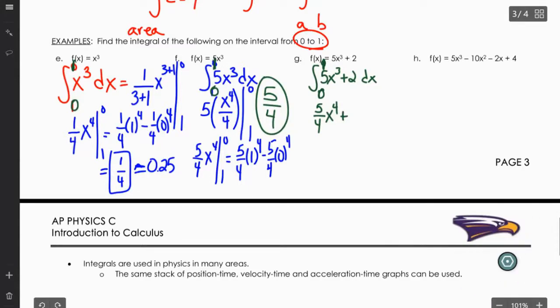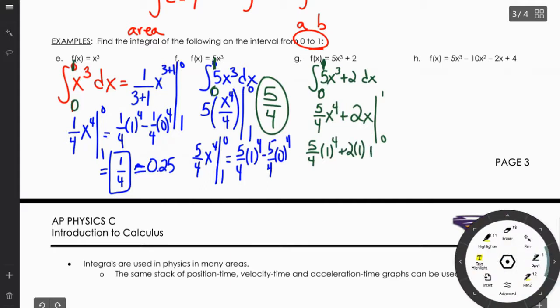And so now because we have the constant, we're going to add the x to it, right? And we're going to evaluate that from 0 to 1. Okay, so we're going to do 5/4 times 1 to the 4th plus 2 times 1 minus, and this is why 0 is great to have as your other limit, because it's just going to be minus 0. So your answer is really just going to come from your first half here. So you got 5/4 plus 2, which ends up being 9/4.